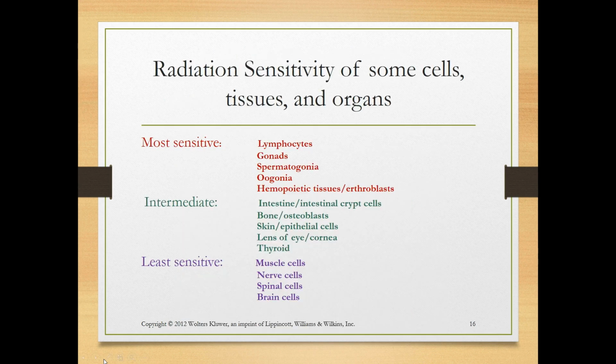This is another slide that gives you a little more examples. Most sensitive: lymphocytes, gonads. Keep in mind, lymphocytes are the most radiosensitive blood cell in the body. Okay. Intermediate are the cells that line your intestines, your skin, your epithelial cells, the lens of your eye, your thyroid, and then the least sensitive cells: muscle, nerves, spinal cells, brain cells, which are in the central nervous system.